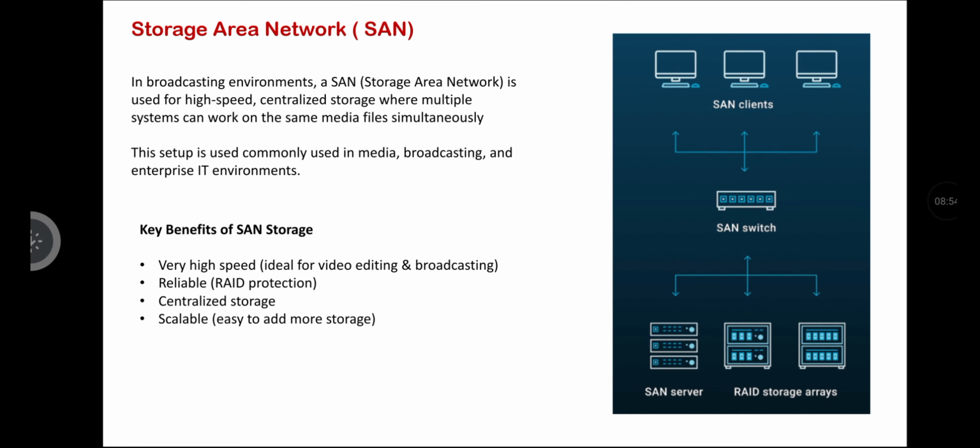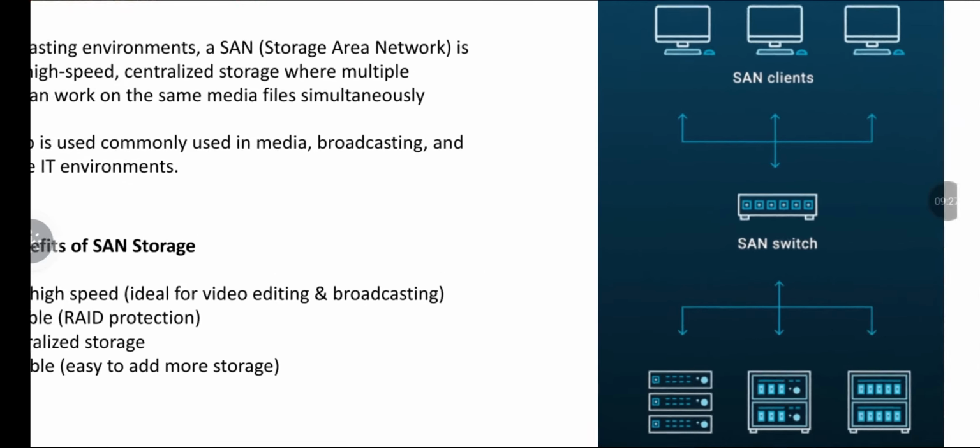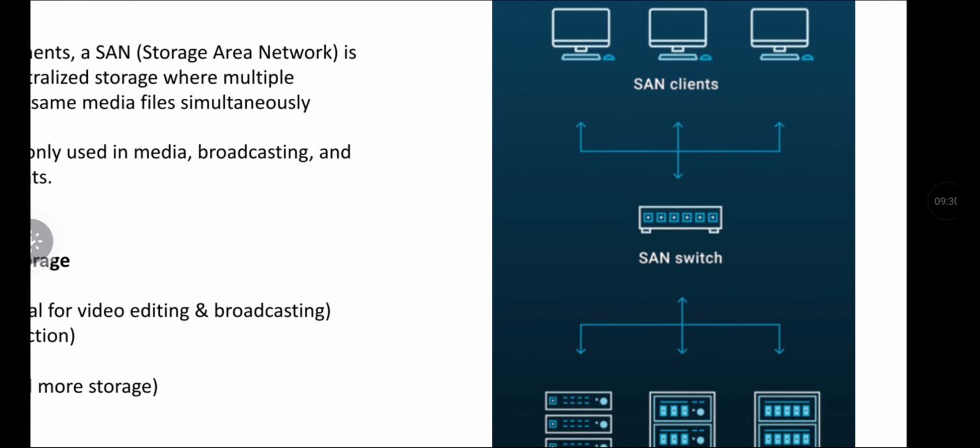Now let us go with SAN. SAN is a storage area network, as we have already stated earlier. In the broadcasting environment, a SAN, that is storage area network, is used for high speed centralized storage where multiple systems can work on the same media files simultaneously. So let me understand the diagram first, then we come to the theoretical part.